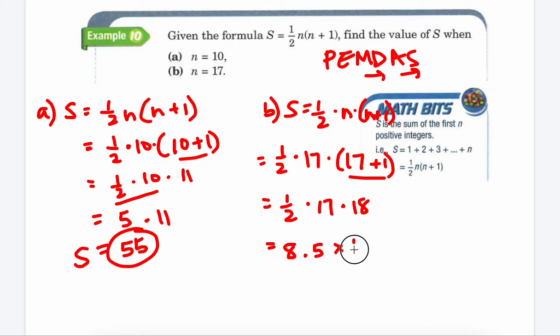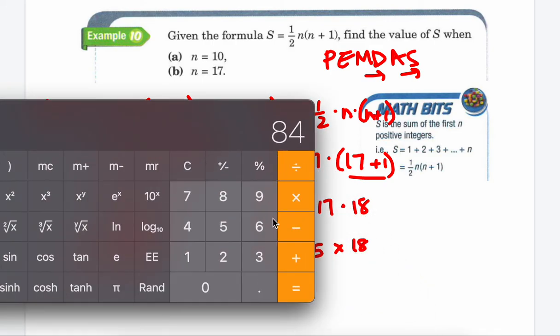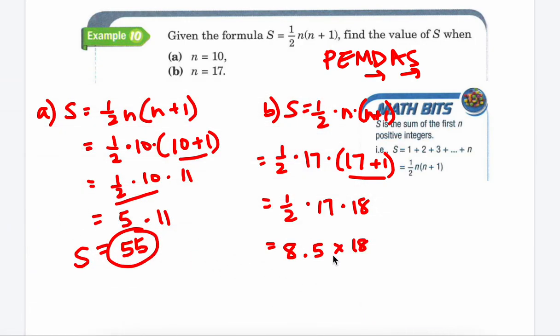Multiply that by 18. 8.5 times 18 will be 153. So the sum of the numbers 1 through 17 is 153. That's way easier to use the formula rather than adding it all up by hand, right? Okay.